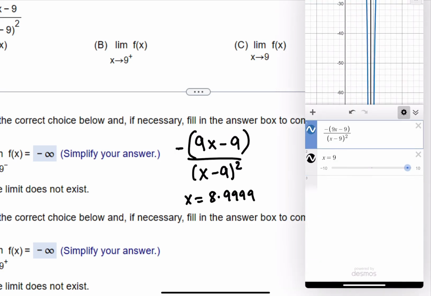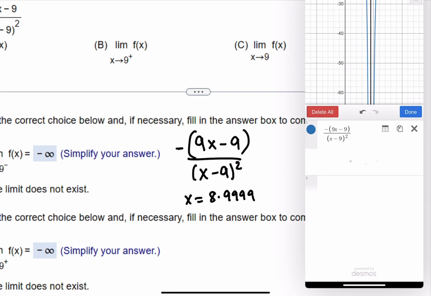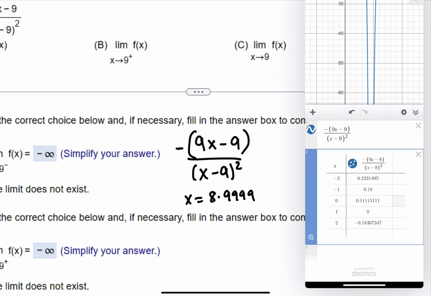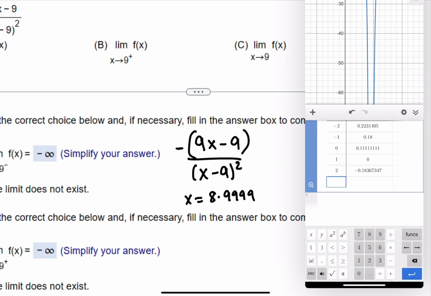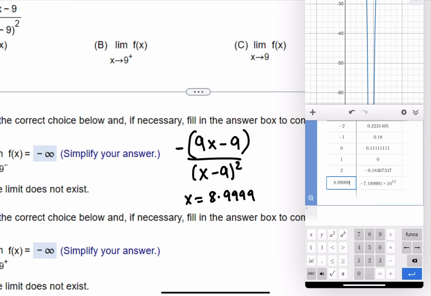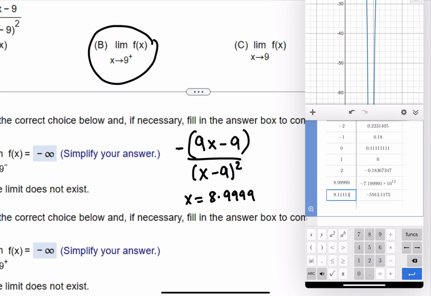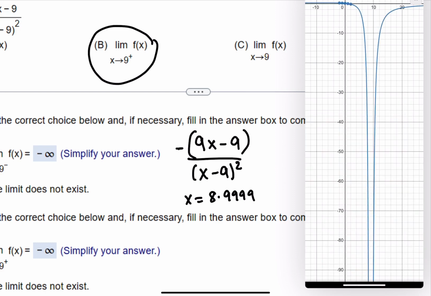Again, you can use any graphing calculator. I'm just using this one because it's easy for me to show you. So I'm going to take 8.99999. As you can see, it goes to negative infinity. Now let's see what happens when I approach 9 from the positive side. Positive side is greater than 9, so 9.11111. As you can see, it's still approaching negative infinity. Now, that's one way of doing it.